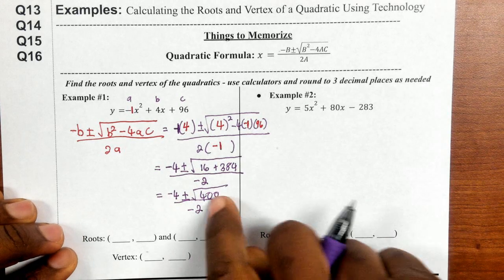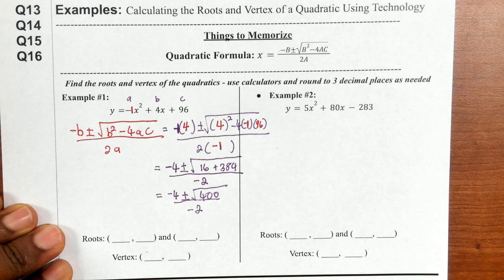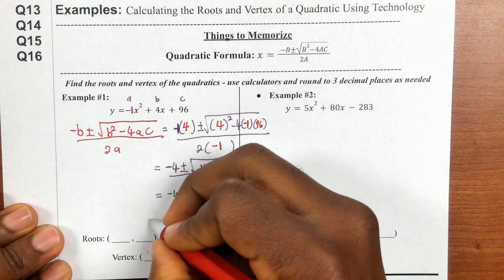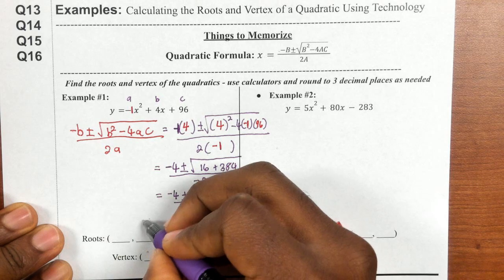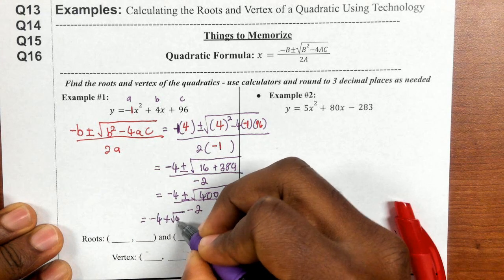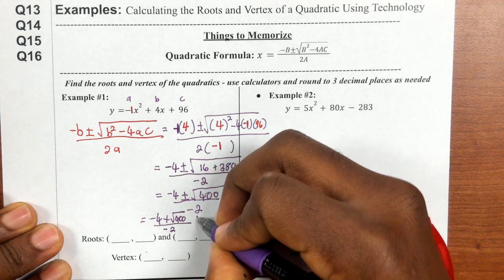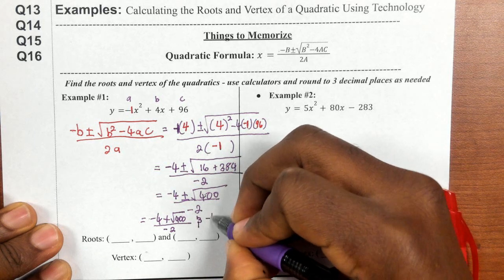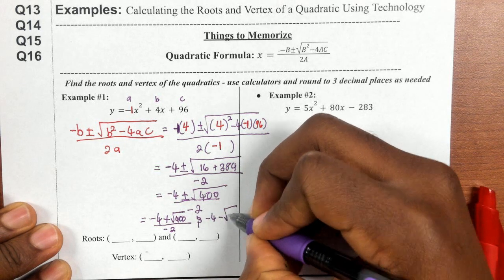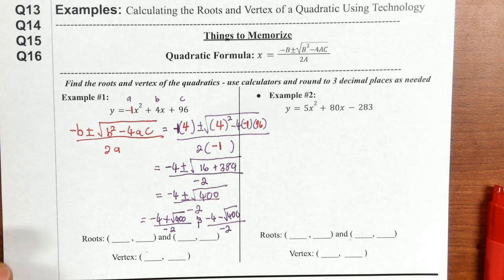If I was supposed to put this in my calculator, this is what I would put in: negative 4 plus the square root of 400 all over negative 2. Then I would put negative 4 minus the square root of 400 all over negative 2. You put both of them in. When we calculate this, this is what we end up getting.